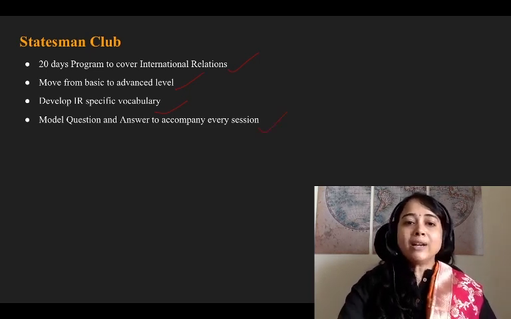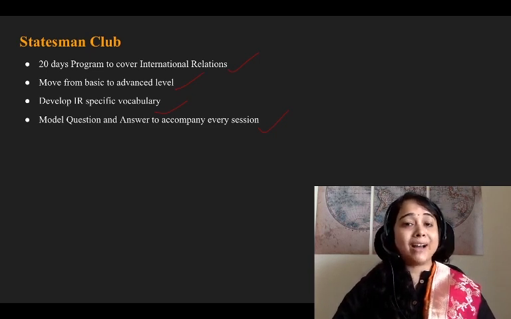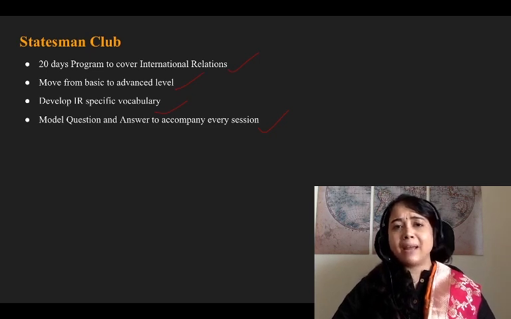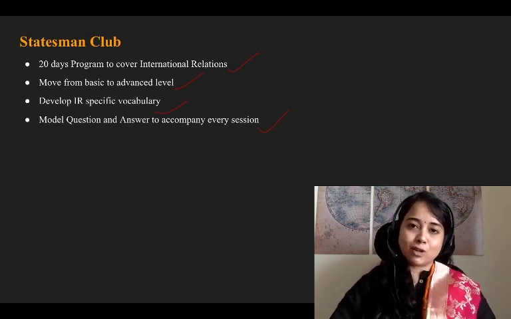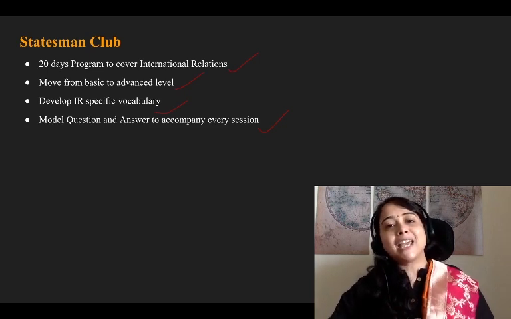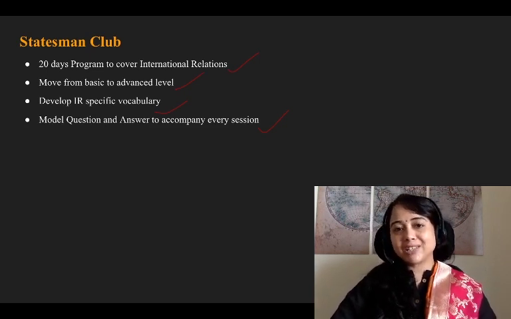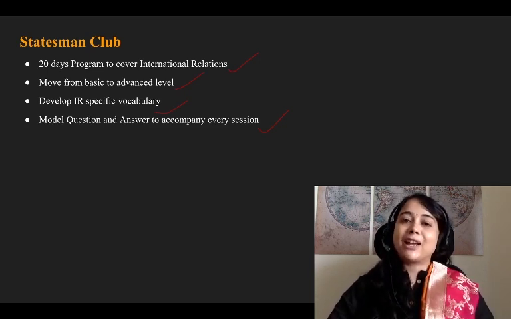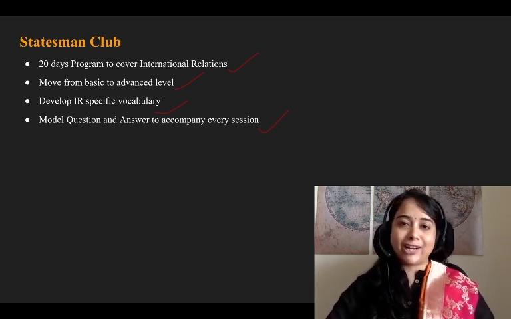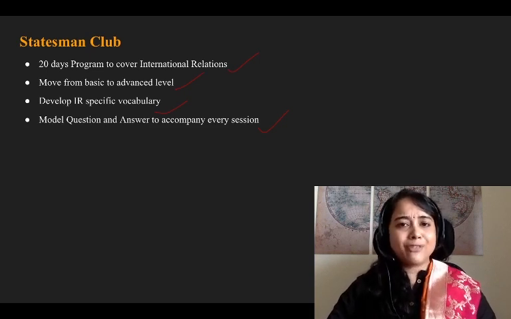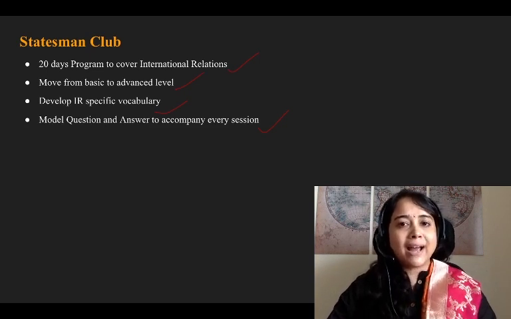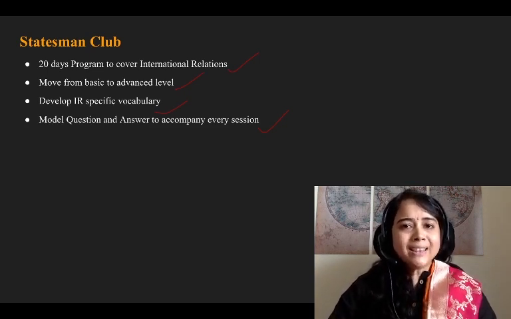Also, model question and answer will be provided in every session of Habitat. Answer writing remains one of the most neglected areas of our preparation. We always keep waiting for that one auspicious day when we will finish our syllabus and begin answer writing. But unfortunately, that day never arrives. Therefore, as we finish each and every small component of our syllabus, we will try and write an answer on that topic based on what we have learned.